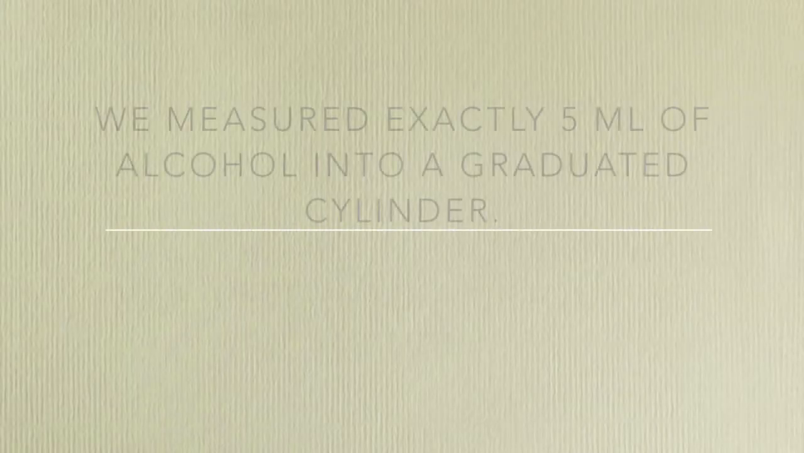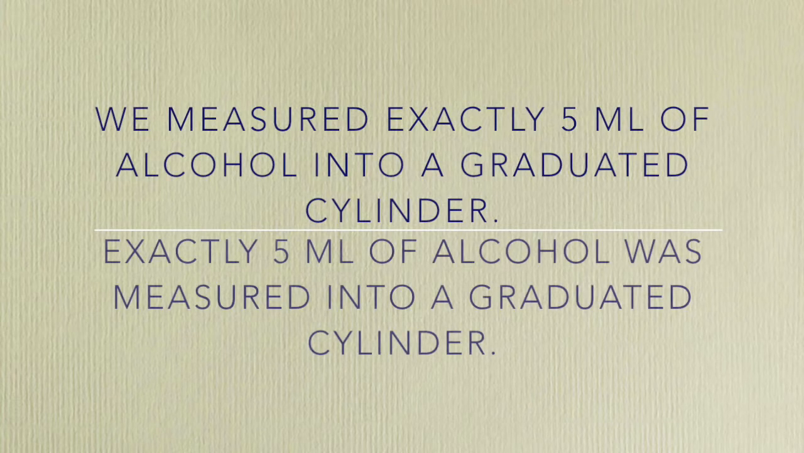For example, in first person, you would write, we measured exactly 5 milliliters of alcohol into a graduated cylinder. But in third person, it would be changed to read, exactly 5 milliliters of alcohol was measured into a graduated cylinder. Can you see the difference? Both are written in past tense, which is correct, but one writer was personally involved and the other was not. The first example is first person. The second example is third person, the correct way.